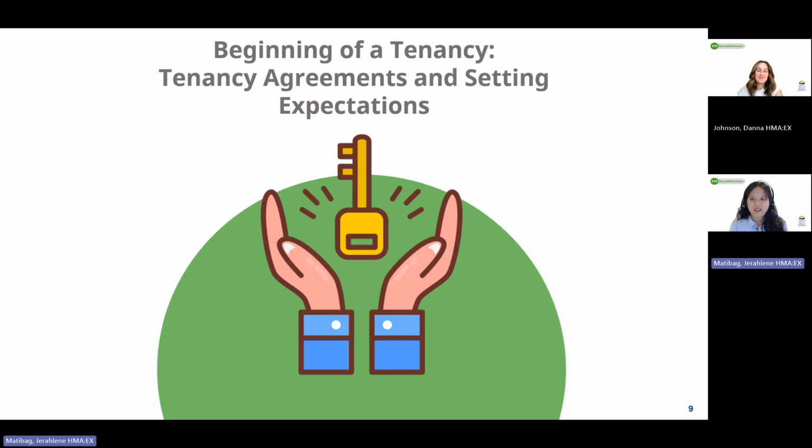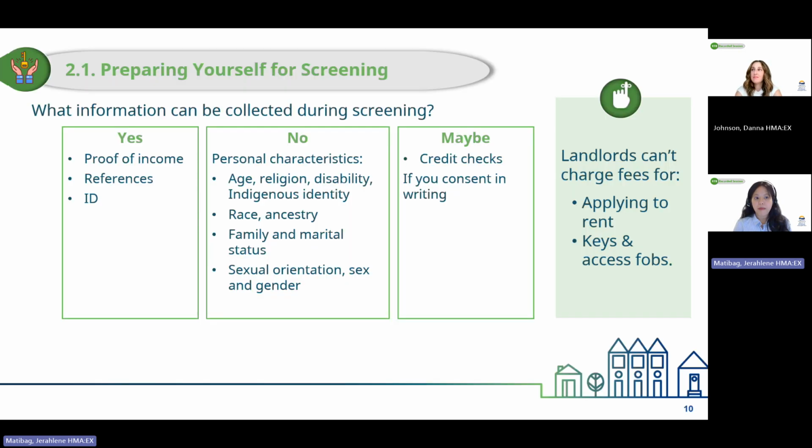Okay, so your tenancy is covered by the RTA and it's about to begin. Now let's discuss preparing yourself for screening. Before you sign a tenancy agreement, most landlords will ask you to go through some type of screening process. This can feel stressful or competitive, so it's very important to know what's fair and what's not, and what information can be collected during the screening. Landlords can ask for things like proof of income, references, and basic ID, and they're only allowed to use that information to decide if you're a good fit as a renter and nothing else.